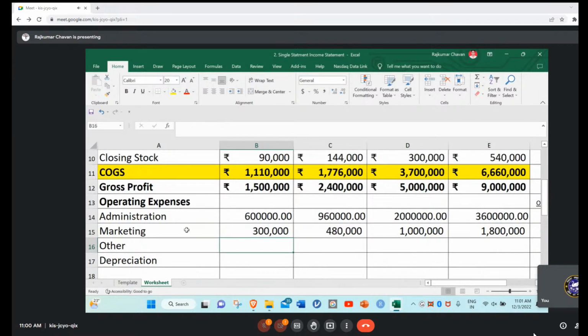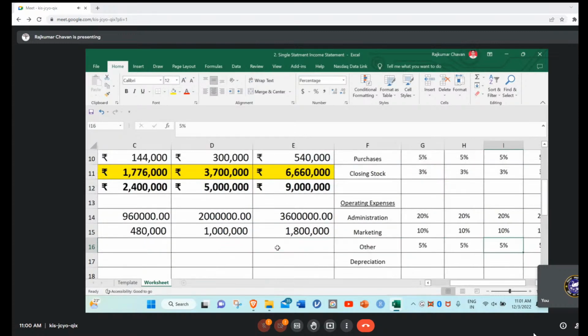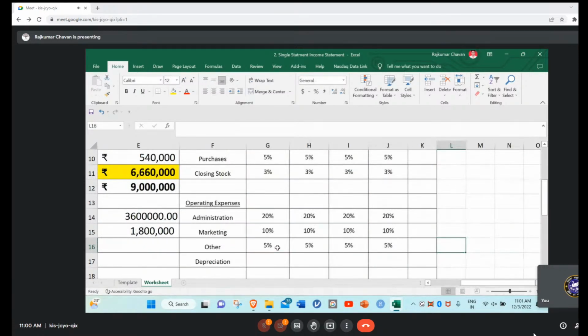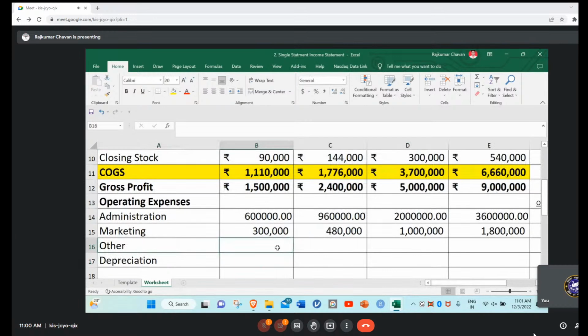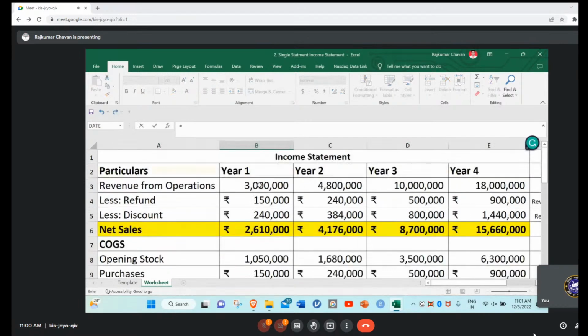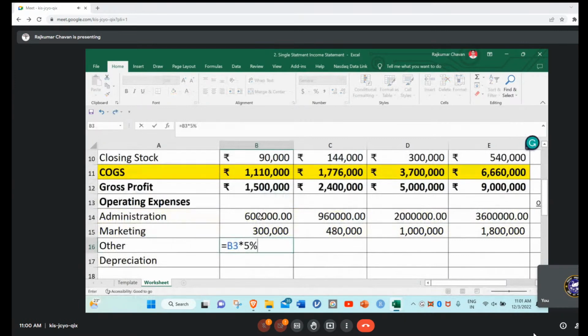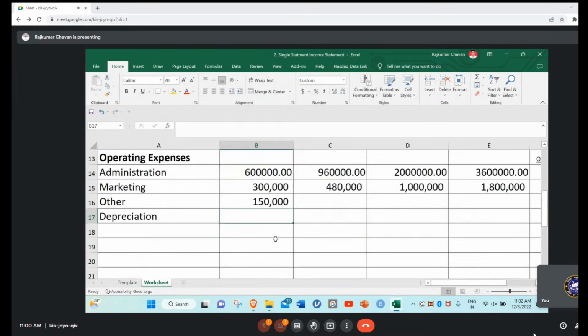Next. Administration, marketing, over. What is the next item? Other expenses. Can you see here other expenses? How much percent? 5%. So again 5% of what? Gross sales. Okay, now let us see how to calculate here. Is equal to, what is gross sale? 30 lakh rupees into how much percent? 5%. You will get 1,50,000. So now again what you should do, drag it on right side. Did you get all the answer?